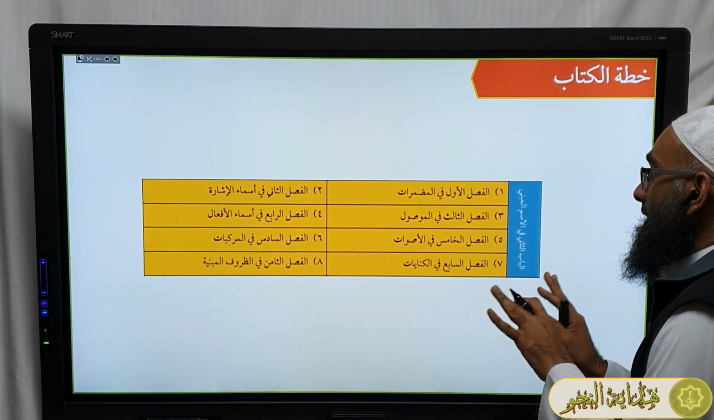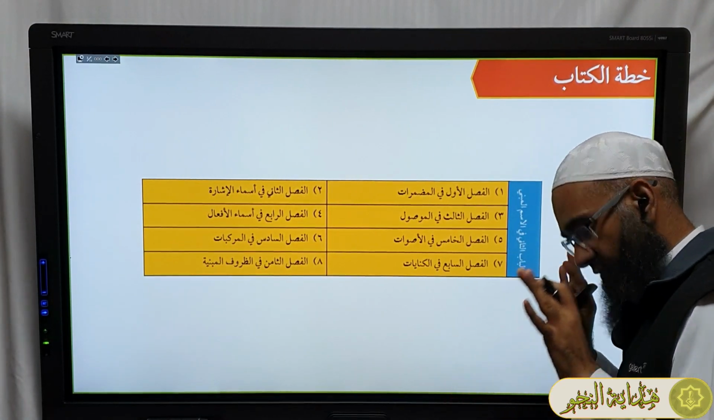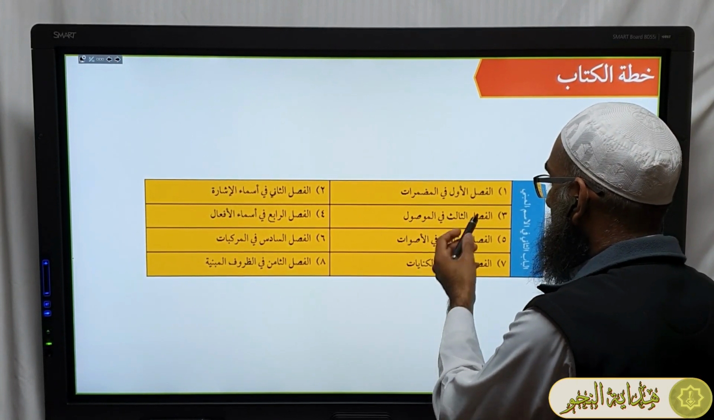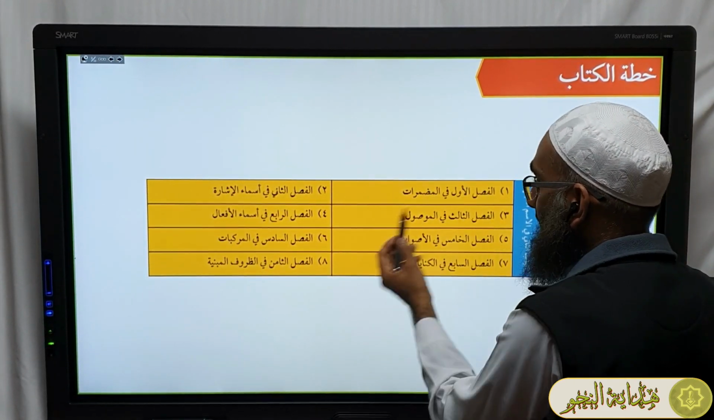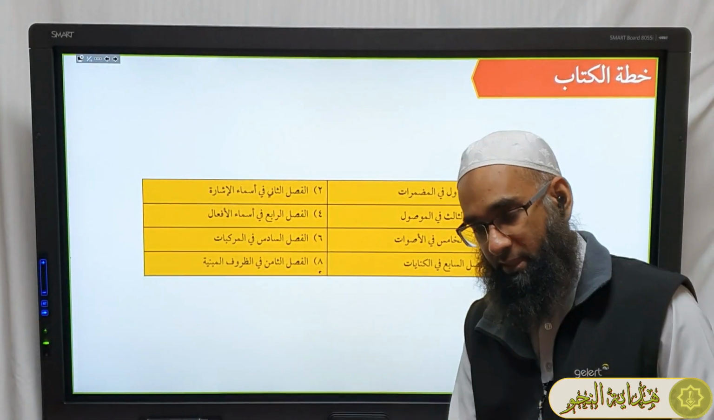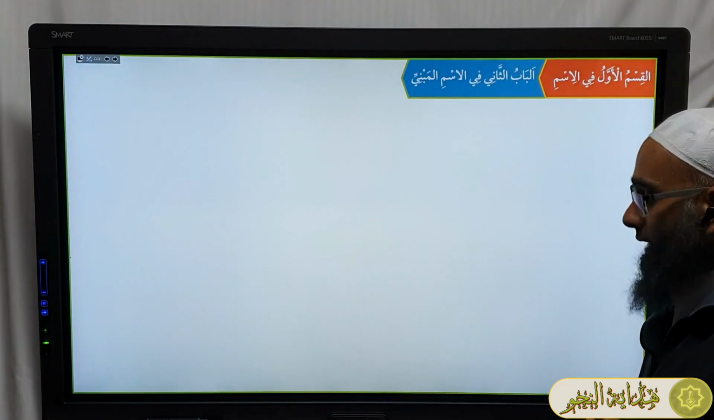Now we're going on to al-ism al-mabni. Al-bab al-thani fil ism al-mabni. Now, Ism al-Mabni, we're going to have an introduction first. Then we have 8 fasal, 8 sections or 8 types of Mabni we're going to be discussing, inshallah.